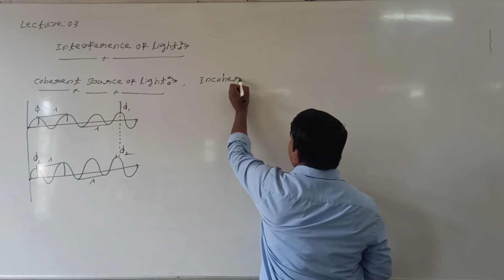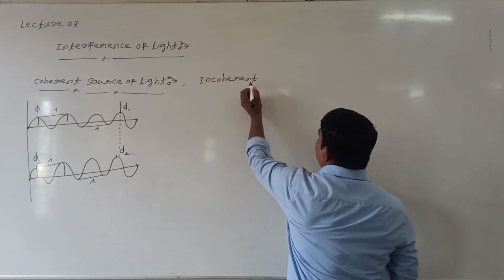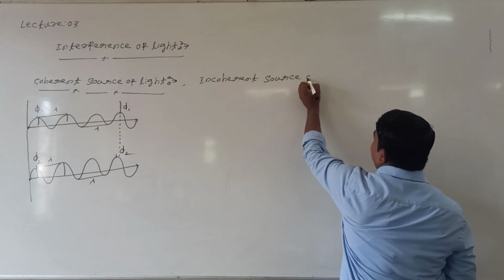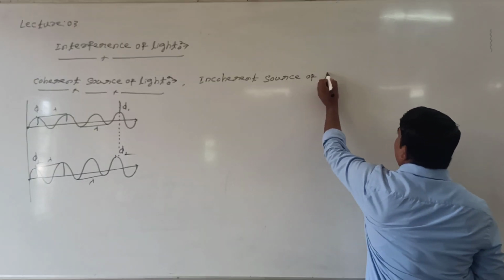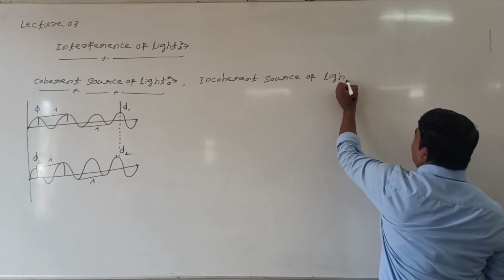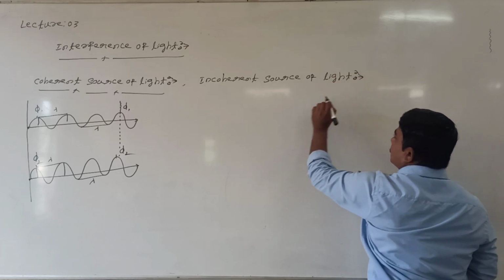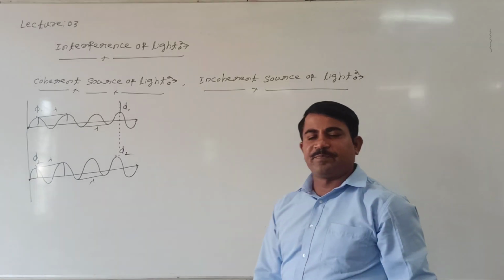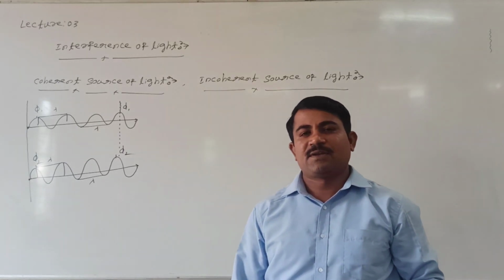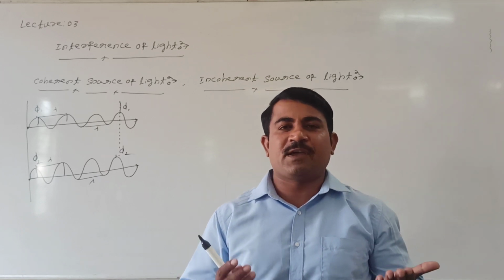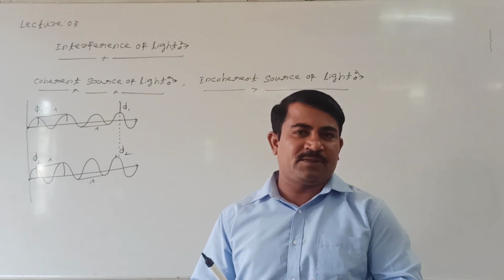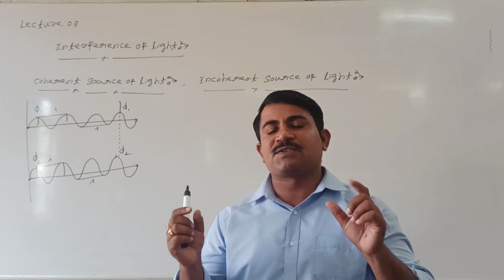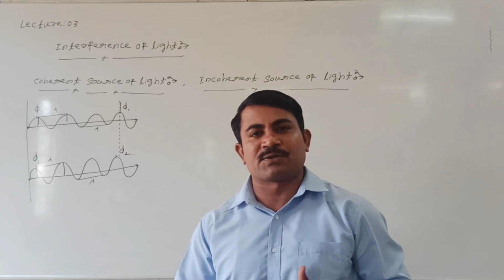Incoherent source of light. Just the reverse of coherent source of light. See here, how to define this? The source of light which emits waves of different wavelength, of different amplitude, different phase difference. This we call an incoherent source of light.